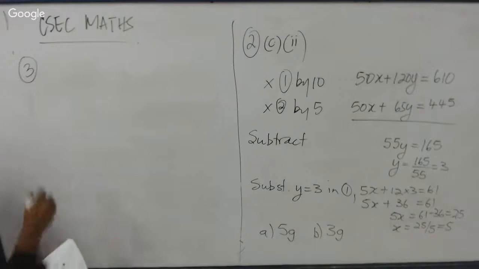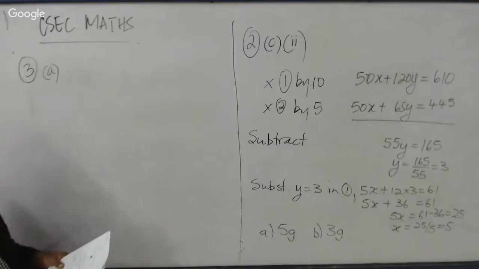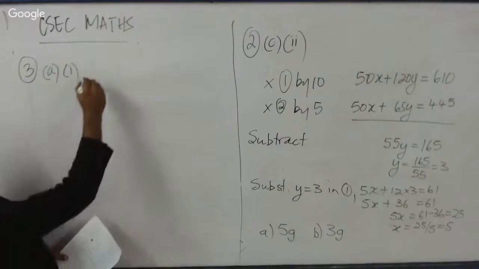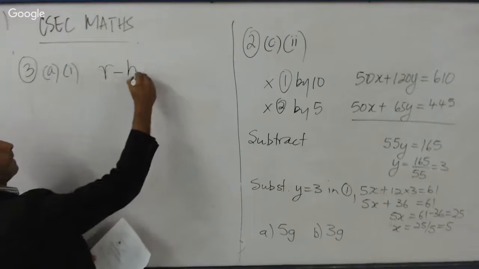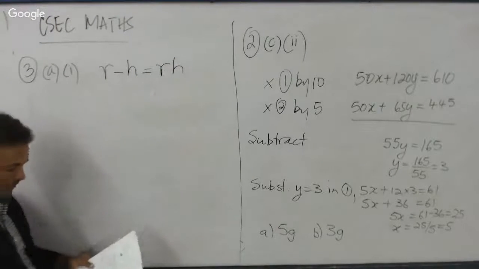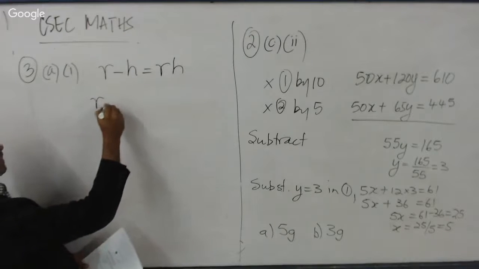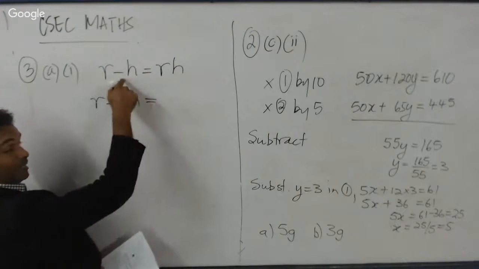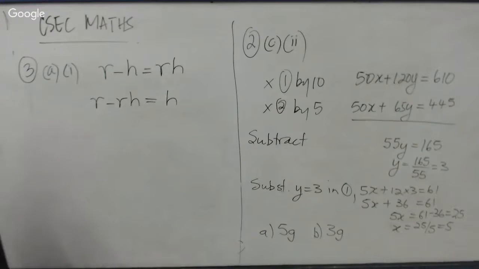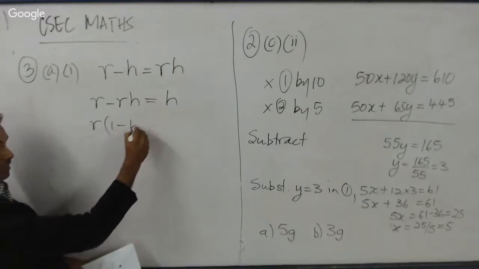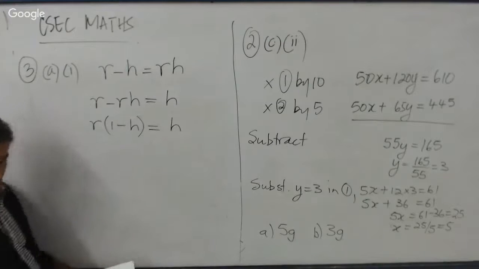Question 3A. Make R the subject, part 1. R minus RH equals H. It says make R the subject. So the first thing you want to do is get all the R's on one side. So you go, okay, R minus RH equals H. Factor out the R: R times (1 minus H) is equal to H.